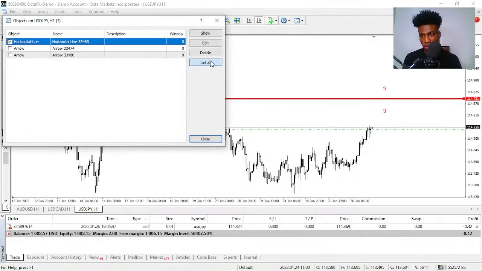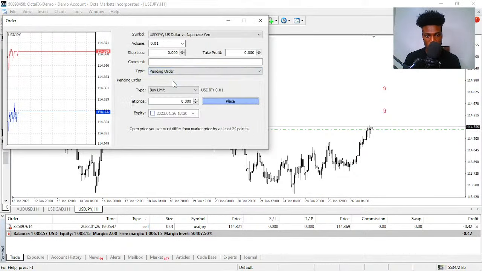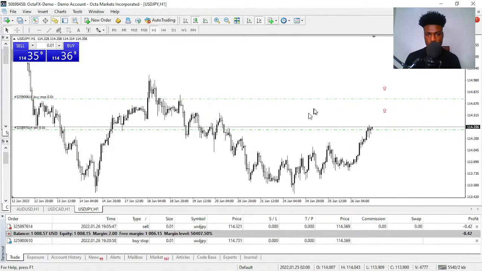So new order. Same way, go to type, go to pending order. Now we're talking about buy stop. So 114 point what was it, 731. Yeah. Okay, so you're placing this buy stop because you've done your analysis and it's telling you that the market is going to get to this point and continue going upwards. You're placing this buy stop because you may not be on your phone when the market gets to this point, or you may not be on your PC, your laptop, your trading system, whatever you use.